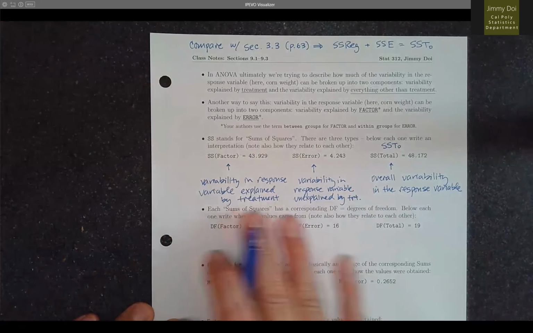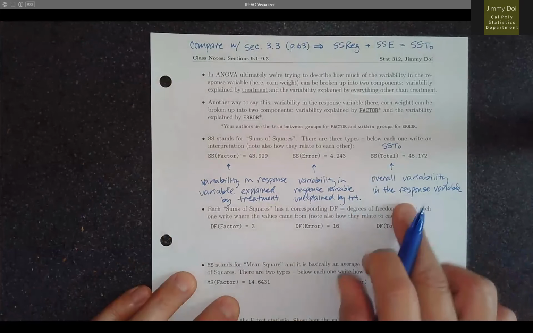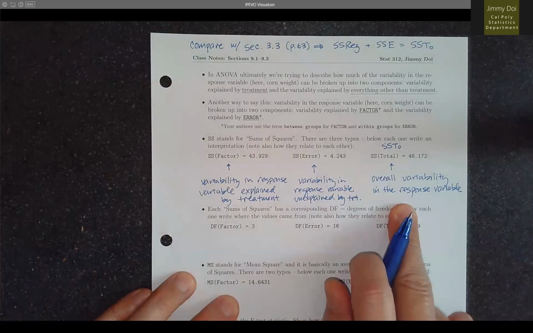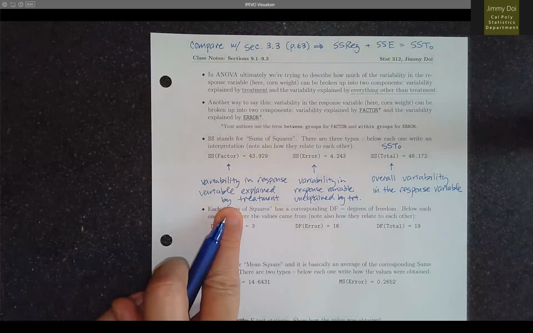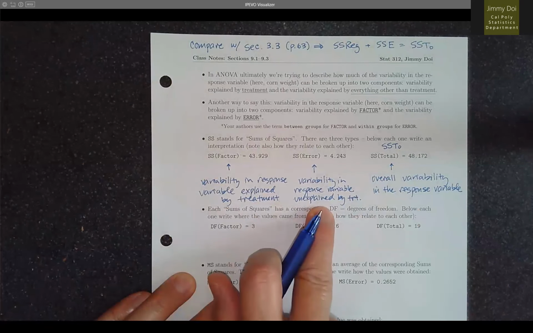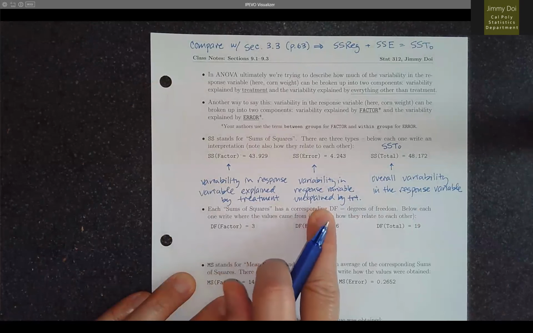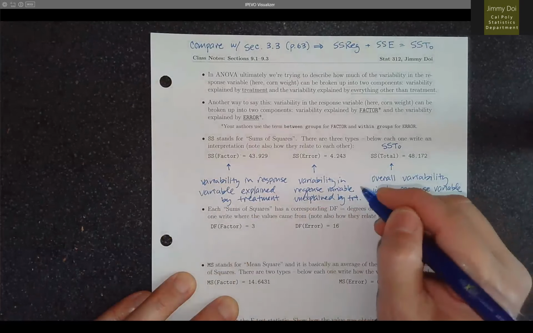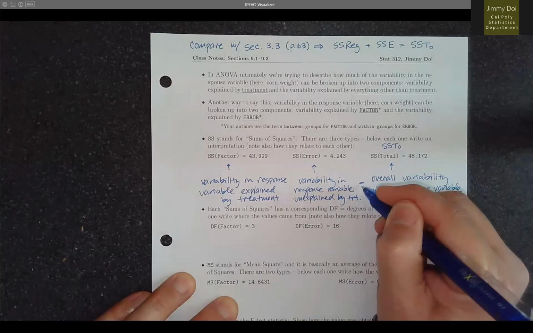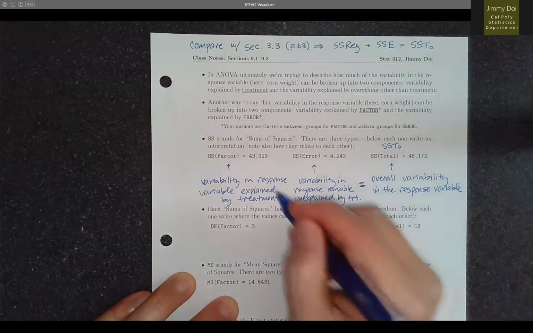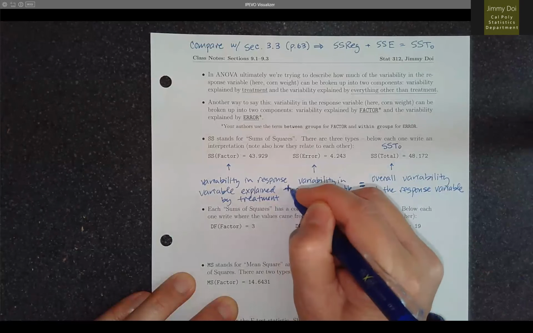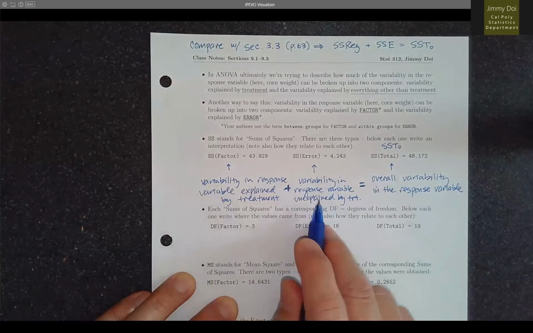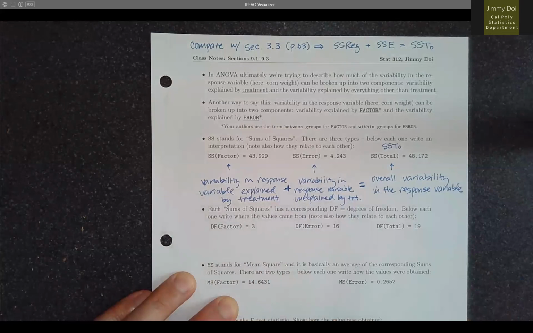So think about that. That should logically be a partition, shouldn't it? Overall variability in the response variable should be partitioned, logically speaking, into two camps: the variability in the response variable explained by the treatment, and the variability in the response variable unexplained by the treatment. That should be a perfect partition. So could you put this down? There should be an equal sign right there. You should be able to add them, right? That variability plus that variability should equal the overall variability in response.